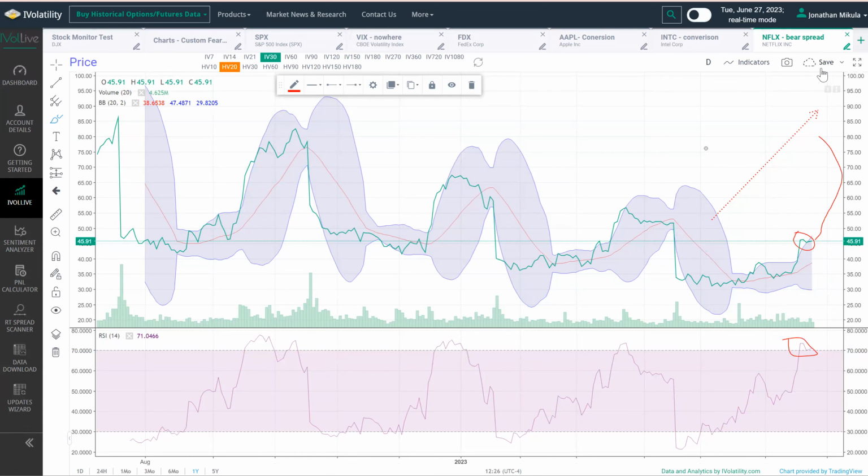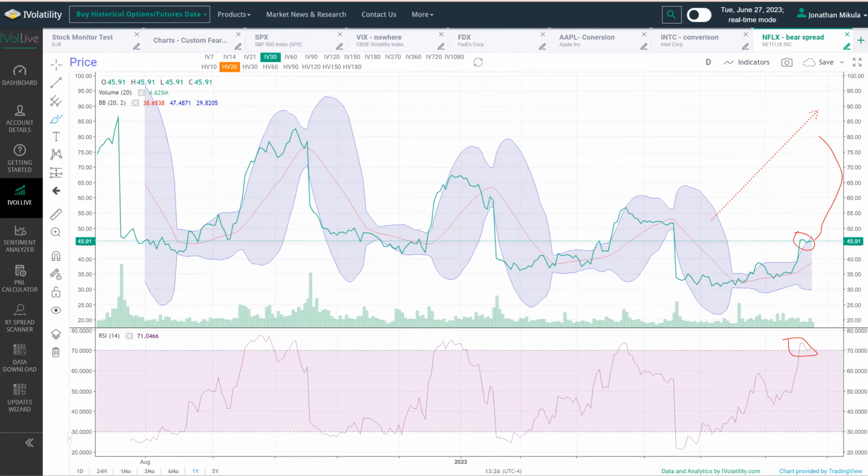So when I save this to my trading journal, I know these were my indicators that tipped me off that maybe I should take a bearish position on Netflix. Once I come to that analysis, now the question is, how do you take that bearish position? What do you do? Do you just sell it short? Do you just buy a put? There are a couple different things you could do.